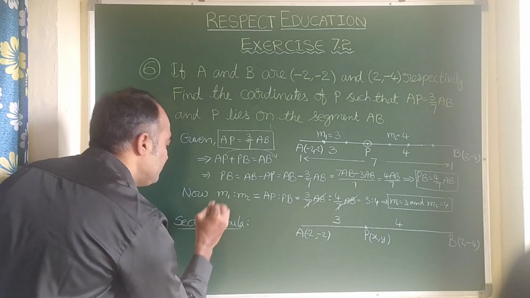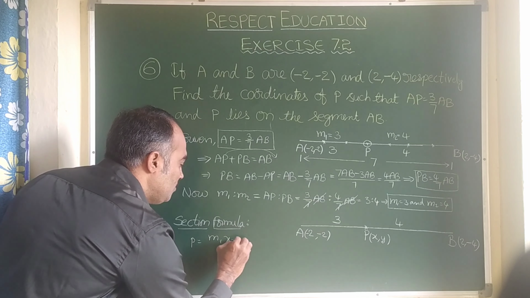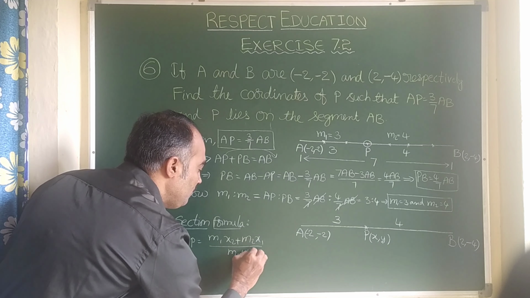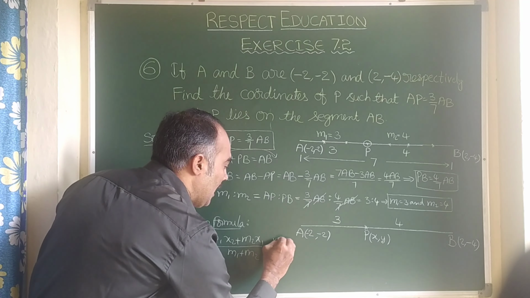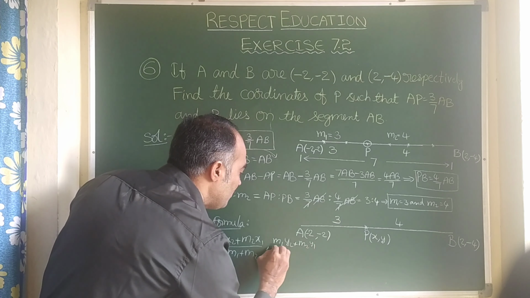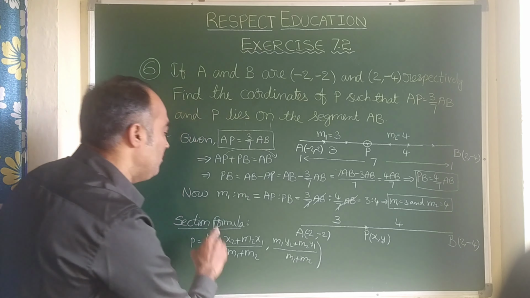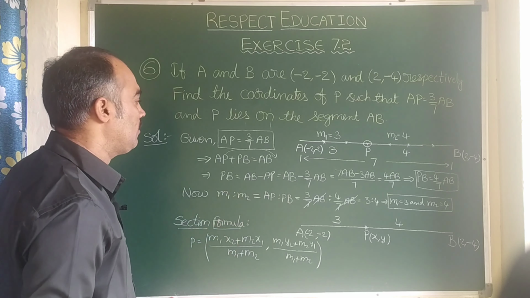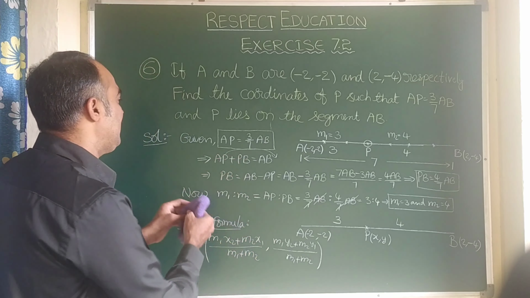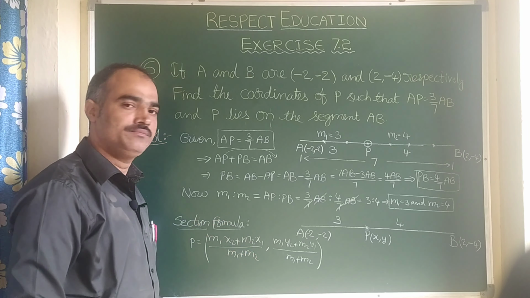Section formula is P is equal to m1 x2 plus m2 x1 by m1 plus m2 comma m1 y2 plus m2 y1 by m1 plus m2. This is the section formula. Based on this formula, we are going to solve this problem. As there is no place, I am continuing this problem here. Is it clear? Those who want to note down, you can take a screenshot and note down.